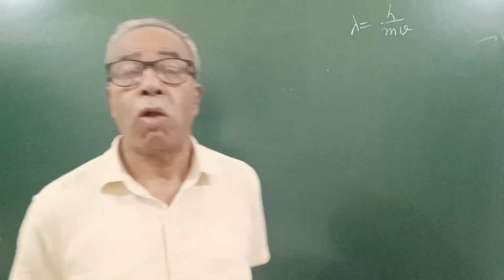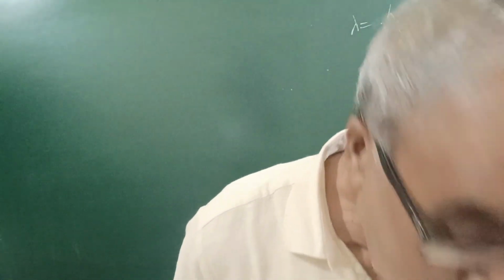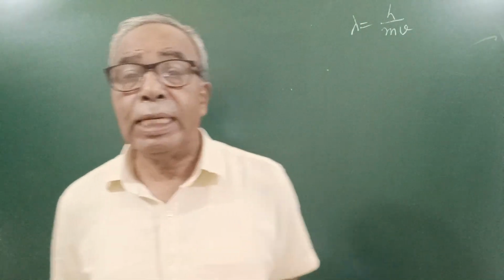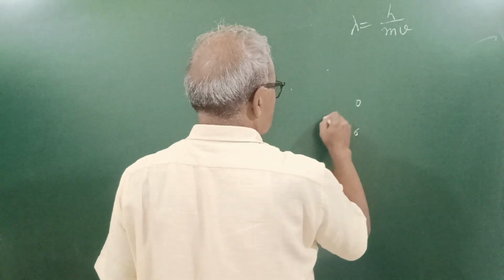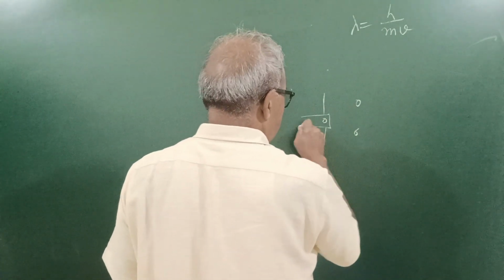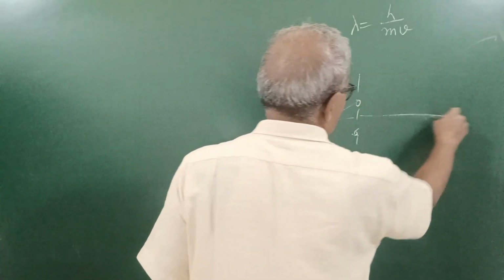A beam of electron is used in Young double slit experiment. If the speed of electron is increased, then fringe width will increase, decrease, or remain the same. Fringes will not be seen. But when there is wave character, then fringes will be there. If I have here a source S and it produces an electron beam, then these two slits are illuminated, so fringes will be obtained.